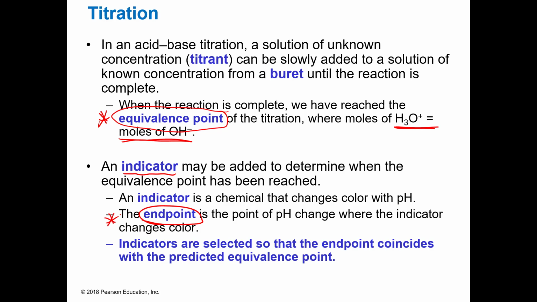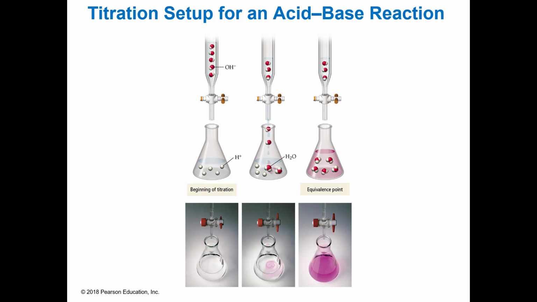Now, that point is so close to the equivalence point that we use that as the estimation of the equivalence point. We select these individual indicators so that their endpoint will be right where we predict the equivalence point will be.